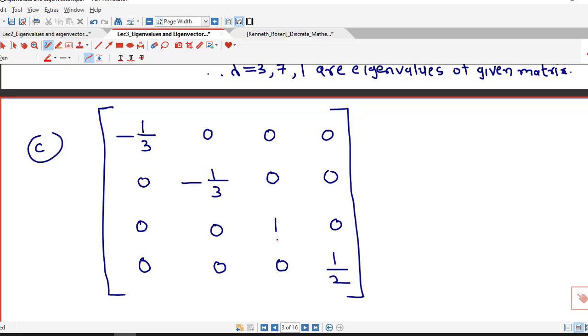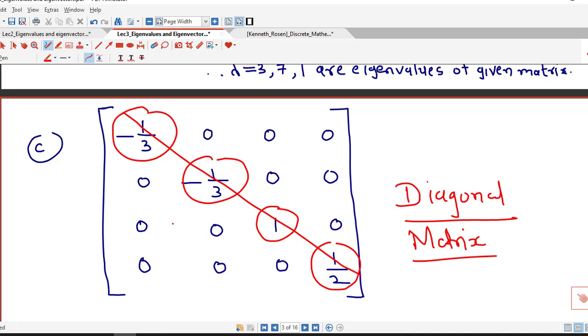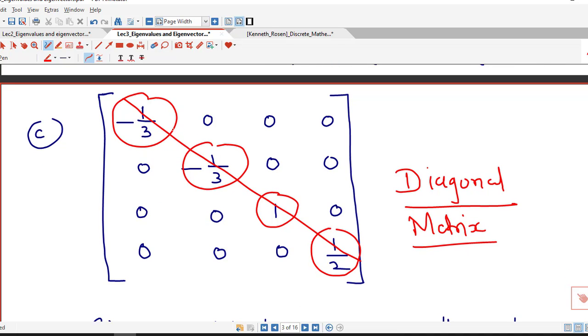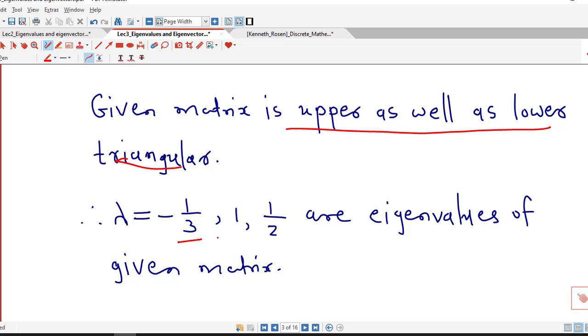This is another example of a triangular matrix. These are the diagonal entries, and we can see all the entries above as well as below the main diagonal are 0. Therefore this is upper as well as lower triangular. In fact it is a diagonal matrix because all the entries are 0 except the main diagonal. So this is an example of a diagonal matrix, and a diagonal matrix is always triangular. So in this case eigenvalues are -1/3, 1 and 1/2. -1/3 is a repeated eigenvalue. So the given matrix is upper as well as lower triangular. Therefore lambda equal to -1/3, 1 and 1/2 are eigenvalues of the given matrix.